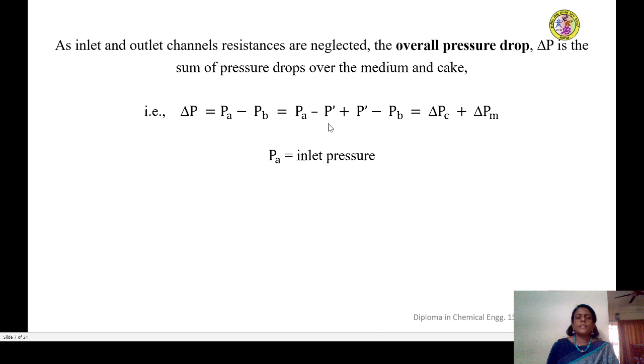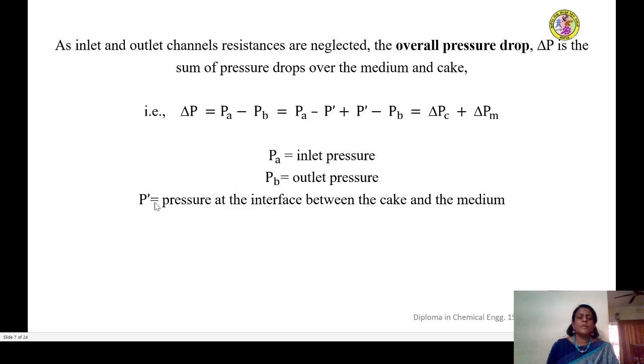So that is how we can write the overall pressure drop across a filter medium and the cake together. Delta P is the overall pressure drop, PA is the inlet pressure, PB is the outlet pressure. P dash is the pressure at the interface between the cake and the medium. Delta PC is the pressure drop over the cake and delta PM is the pressure drop over the filter medium.